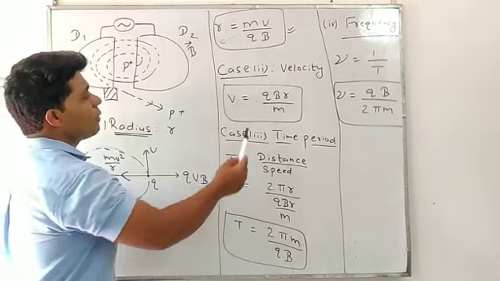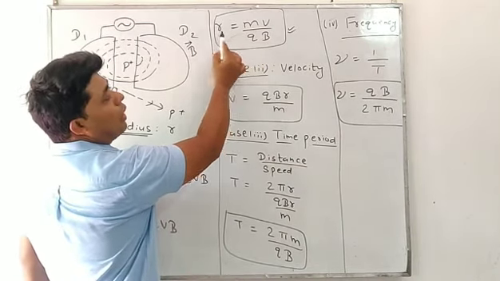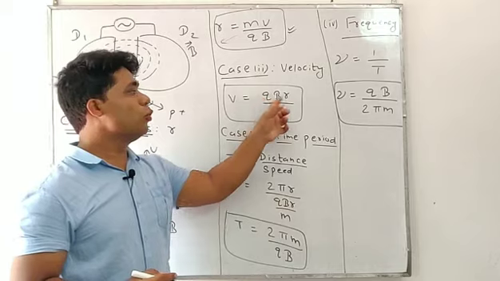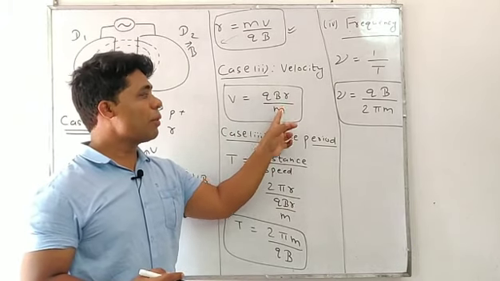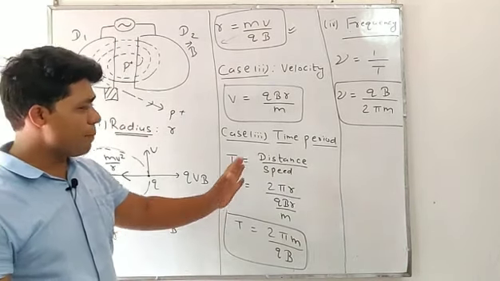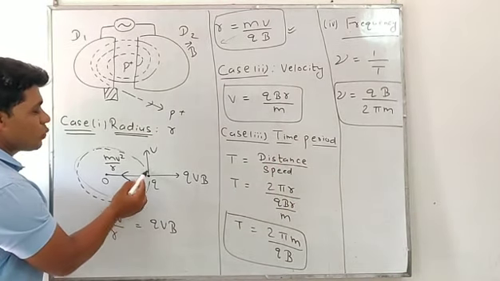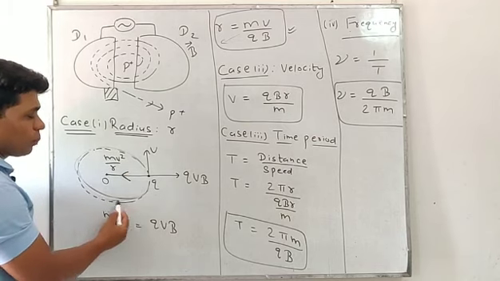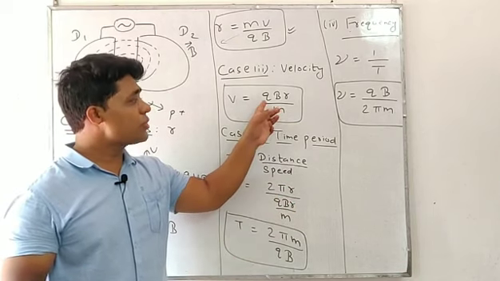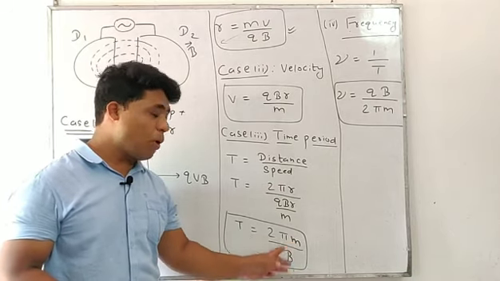Case two, velocity. For getting velocity, we transfer qB with r, so there comes qBr by m. So v = qBr by m, that is the velocity of the charged particle in a cyclotron. Now the time period. The formula of time is distance by speed. Here the distance is a complete circular path, the circumference 2 pi r, and the speed we got is qBr by m. r cancels with r and we get time period T = 2 pi m upon qB.